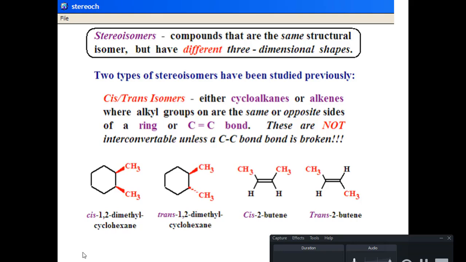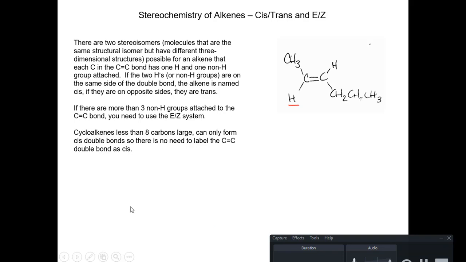And so we're going to go back here and review the cis-trans and EZ isomerism. And I'm going to throw in one additional way to break ties for the EZ system.